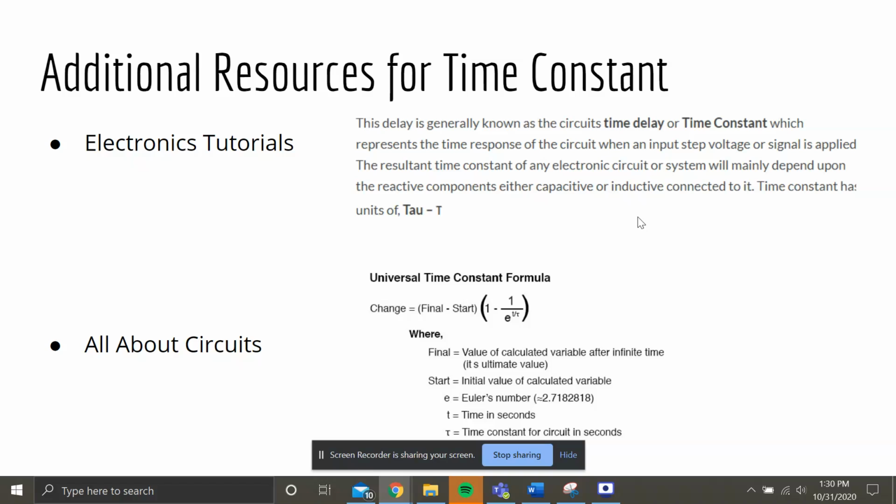I found some particular articles from electronics tutorials and the All About Circuits website that helped me understand this a little better. Basically, to calculate the time constant of a circuit, you need to find the amount of time it takes for the voltage or current values to change approximately 63% from their starting values to their final values in a transient situation. I found it helpful to look at equations for this and how it can be represented in different ways.